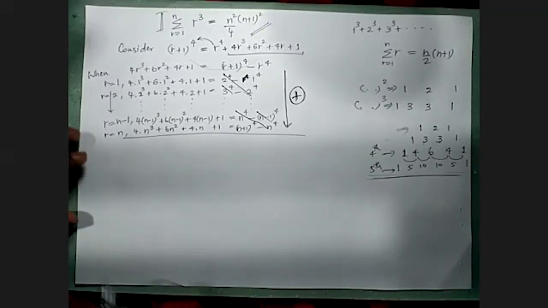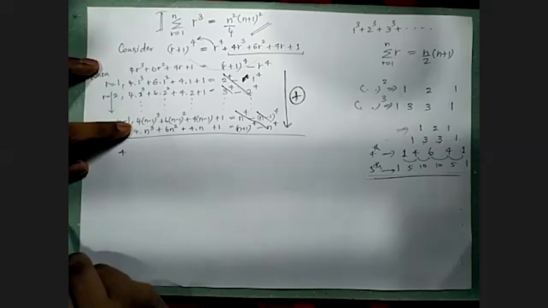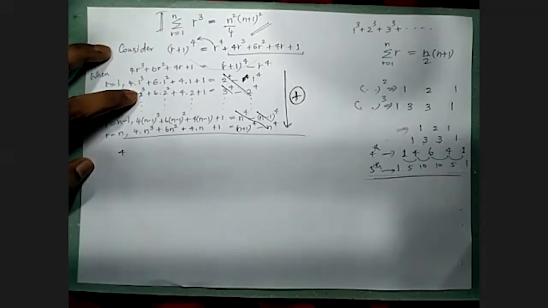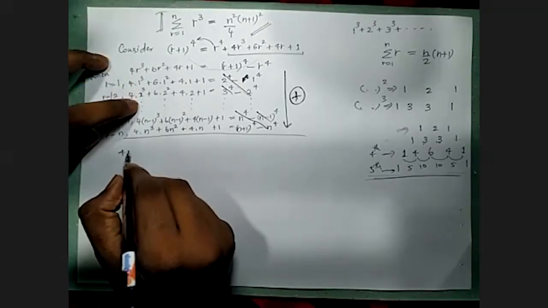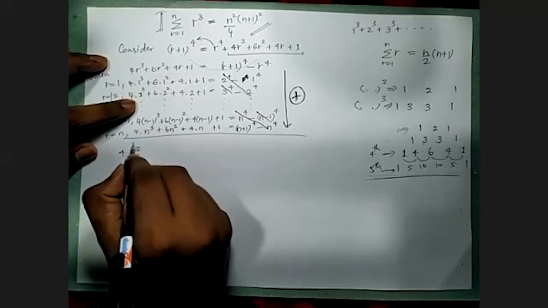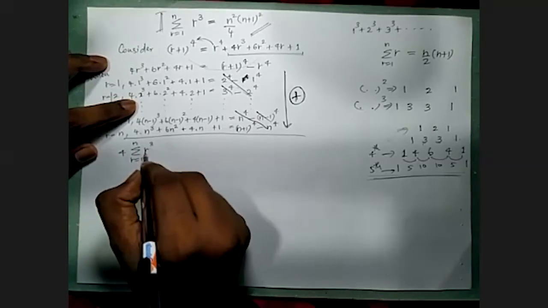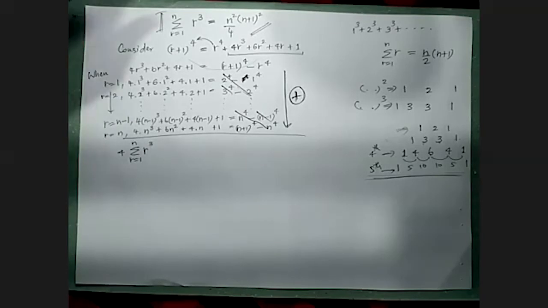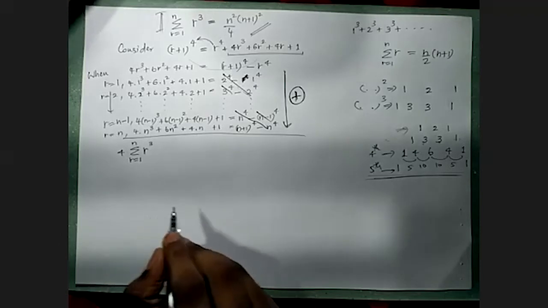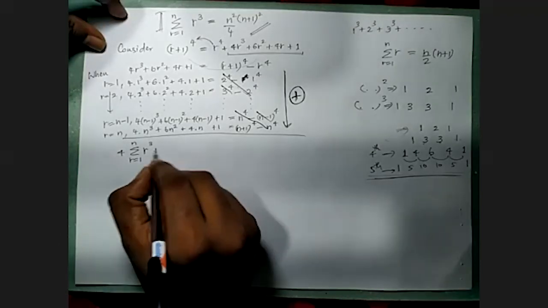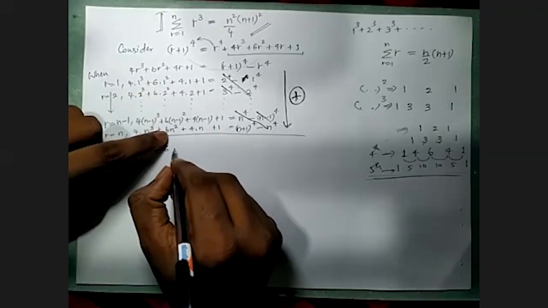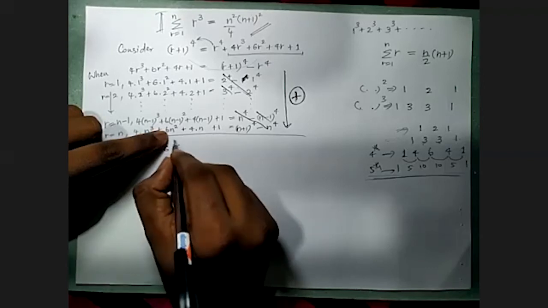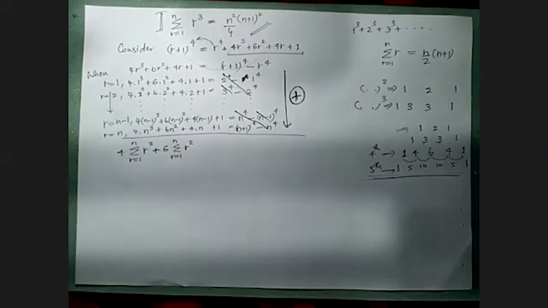Then the result is 4 is a common factor. Here we have 1 cube, 2 cube, 3 cube up to n cube. Sum of 1 cube, 2 cube, 3 cube, that is sigma r equals 1 to n r cube. General term is r cube. Then plus 6 times, what is this? 1 square, 2 square, 3 square, up to n square. Then it should be r square.